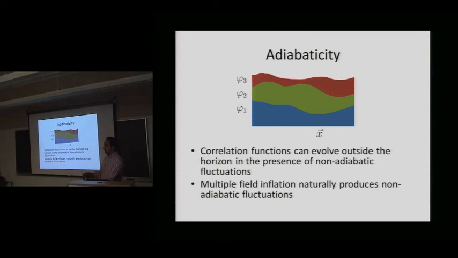So what you get at horizon exit in single field inflation is what you have at the end of inflation, but that's not the case for multiple field inflation. And so in multiple field inflation, the idea is you could start with Gaussian fluctuations at horizon exit, but then evolve in a particular way to produce large local non-Gaussianity.